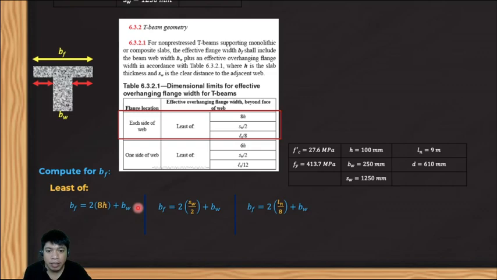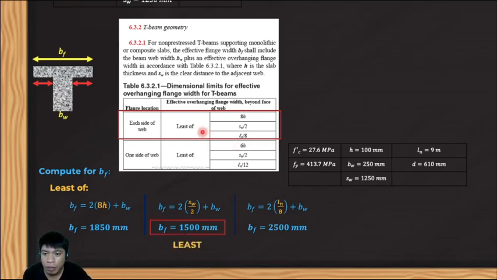Okay? Then yun nga guys, yung ating B sub F, pag sinubstitute natin dito yung ating mga given, of course given naman na yung H, yung S sub W, tsaka yung L sub N, makakompute natin dito si B sub F na 1,850, 1,500 at tsaka 2,500 millimeters. So of course, ang pipiliin natin dito is yung least sa kanila kasi ang sabi dito is least of. Okay? So yung least natin is of course 1,500 millimeters. And yun nga yung ating gagamitin na B sub F.